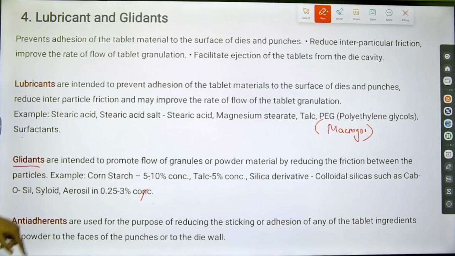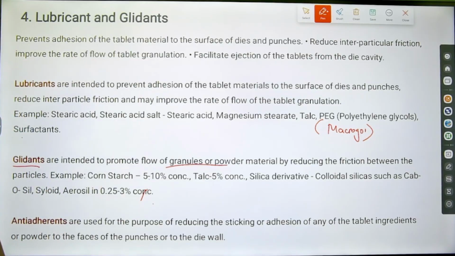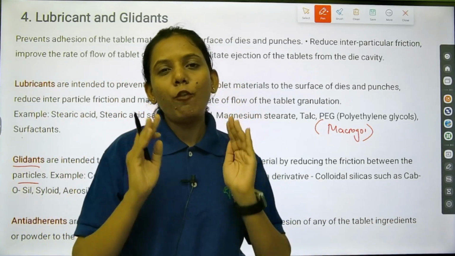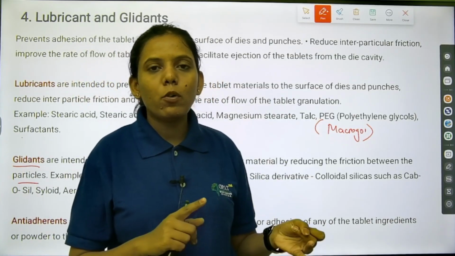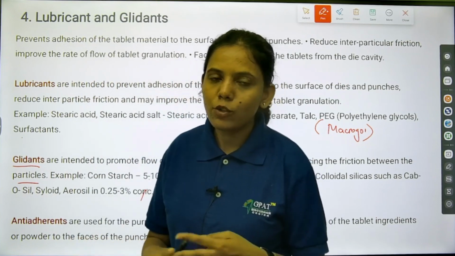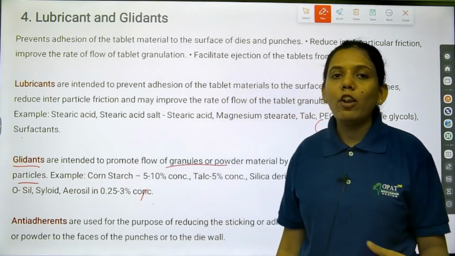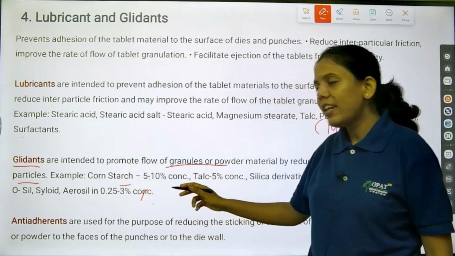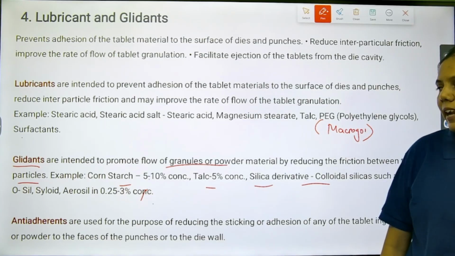Glidants are intended to promote the flow of the granules or powder material by reducing the friction between the particles. If you are facing any issue with the flow properties, not the machinery part, if you feel that the flow is not good, I know that you might have studied how to calculate the flow properties, angle of repose, then you have compressibility and Carr's index, and so on. So if you feel the flow is not good, then you can add the glidants. Glidants here are the xyloid derivative, aerosil, carboxyl xyloid. So these are the glidants. Cornstarch can also be used at 5 to 10%, talc, silica derivatives, aerosil, xyloid, carboxyl and so on.